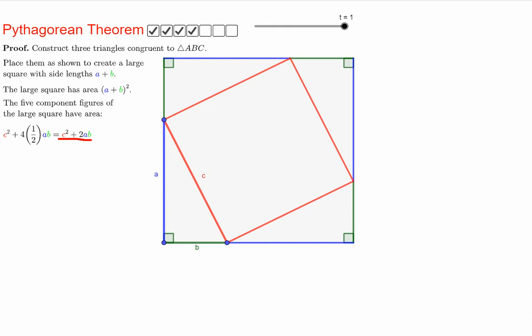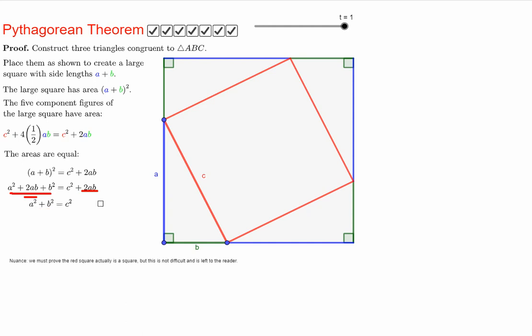And now I hope you can see where we're going with this. We're going to use the algebraic properties of real numbers, which means we're allowed to do normal equation solving things. We know those areas are equal. They're the area of the same figure. And then I'm going to expand the left, so I just multiplied out. And now they both have this 2ab on both sides. So when I subtract 2ab from both sides, I just get a squared plus b squared equals c squared. So this is a really visual proof.